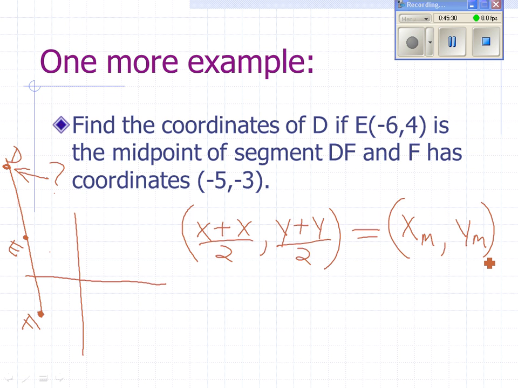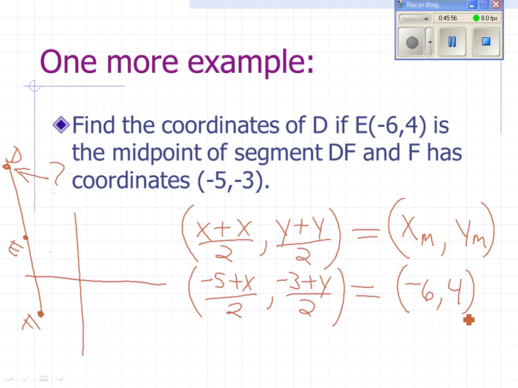Well, this time they tell us one of the x's is -5, one of the y's is -3, but we don't know the other y and we don't know the other x. And they also tell us that the coordinates of the midpoint is -6, 4. How can we go through and find this x right here? Any ideas?